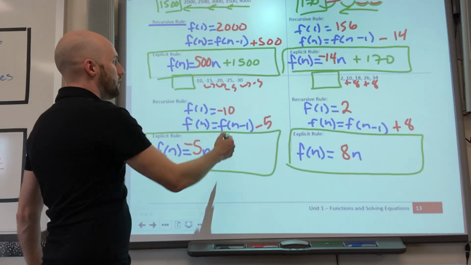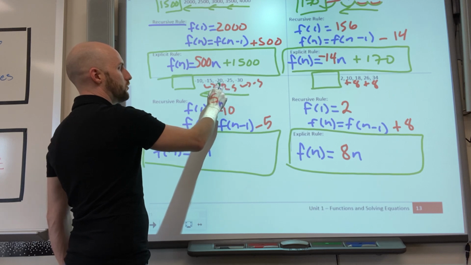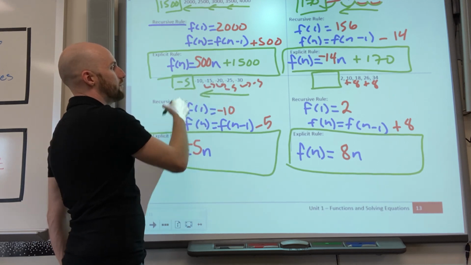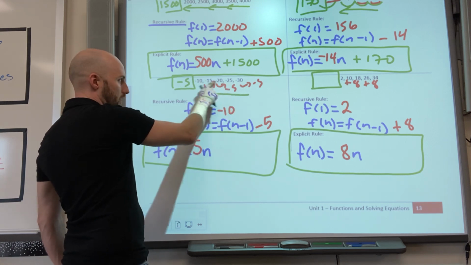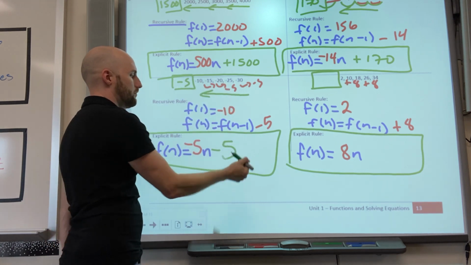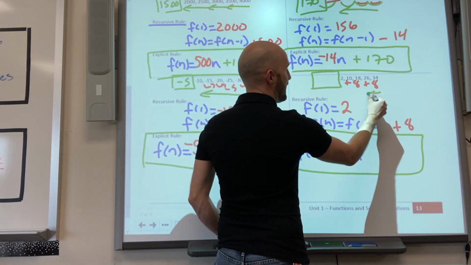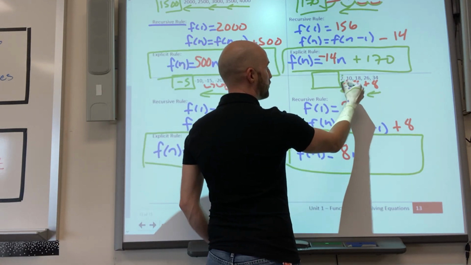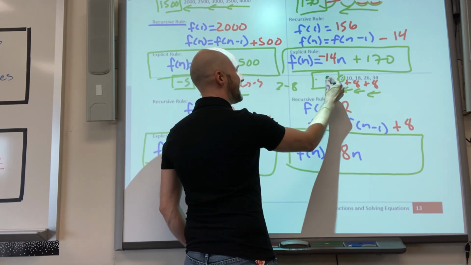Here, reading the pattern backwards, 30, 25, 20, 15, 10 is negative 5. Reading backwards, 25, 20, 15, 10, 5, but negative. So it's minus 5. The last one. This is minus 8, minus 8, minus 8. 2 minus 8 is negative 6.